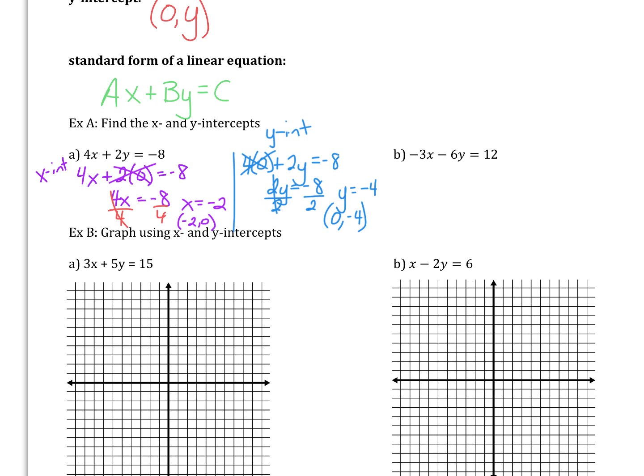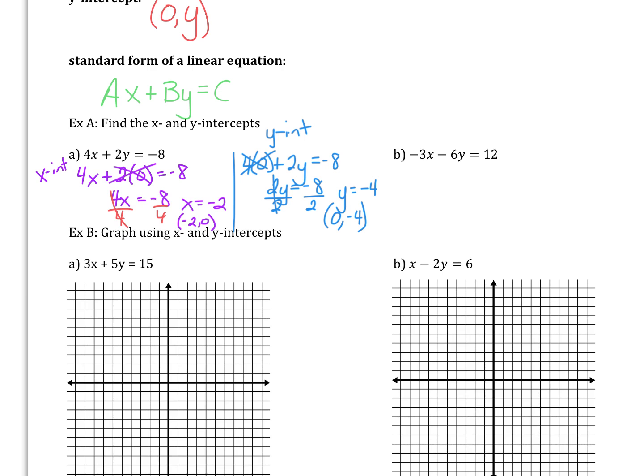It's really technical. I literally cover up the y, and I get 4x equals -8, and I solve it, and I get -2. If I want to find the y, I cover up the x, I do -8 divided by 2, and I get -4.